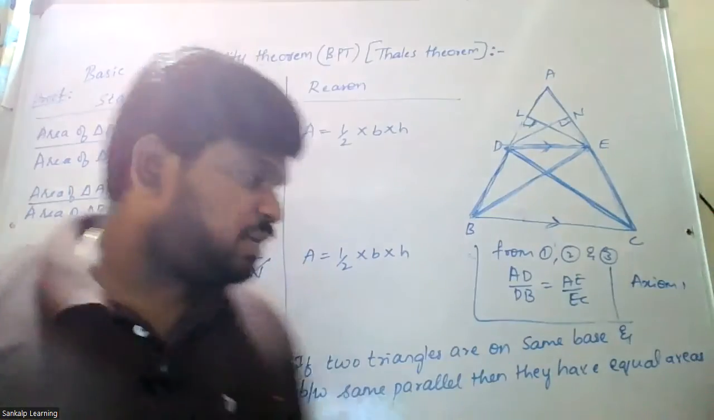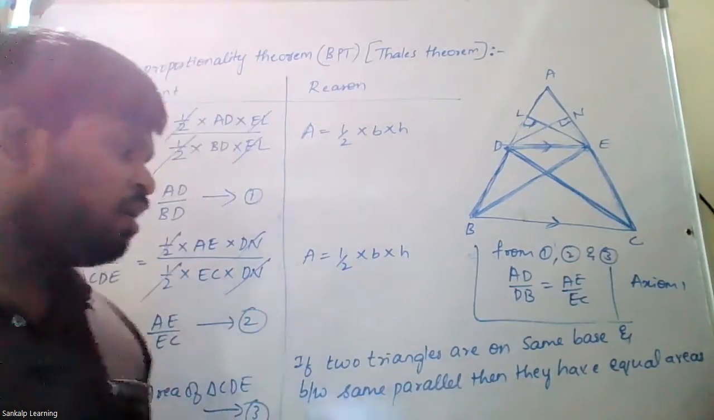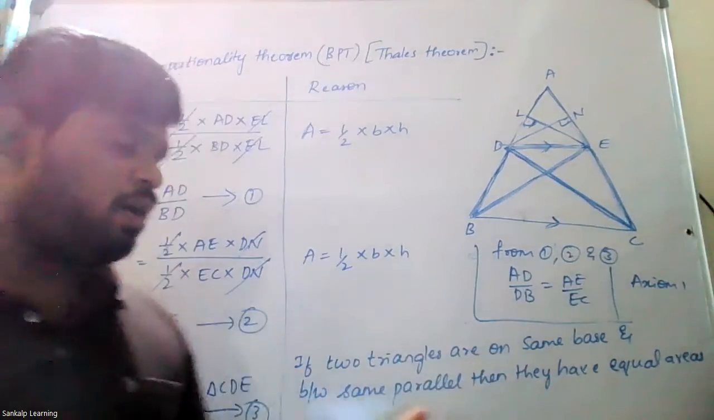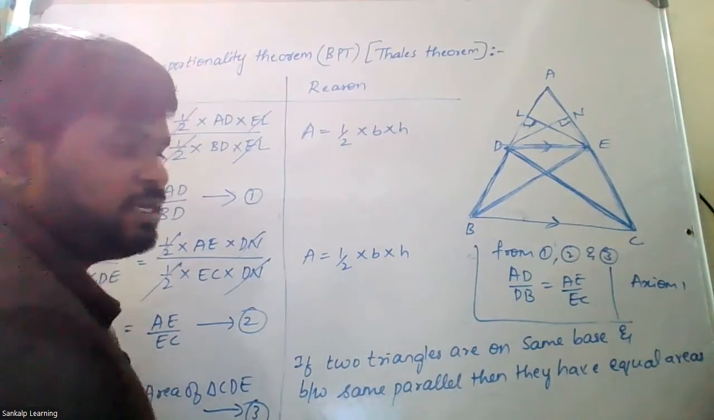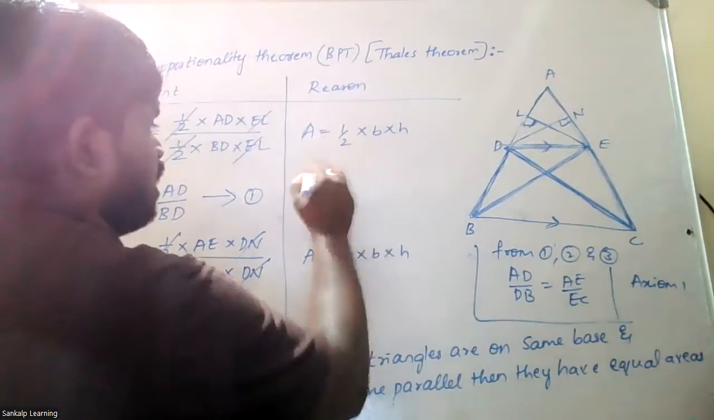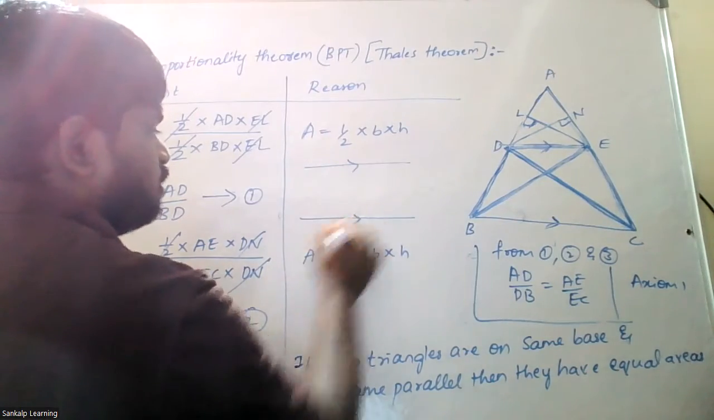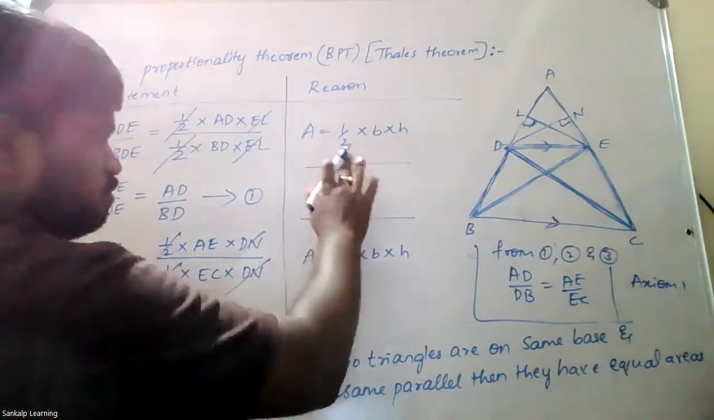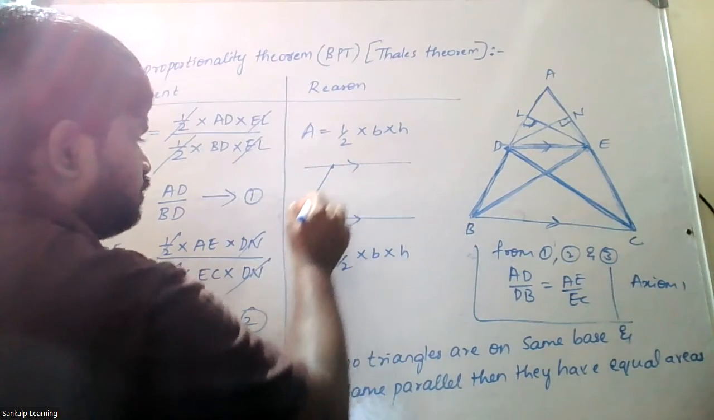Now, you might ask, how is this even true? If they have the same base and are between the same parallels, how can the areas be equal? It's very easy. Let's understand that. Let's draw two parallel lines. Now let me draw a triangle like this.